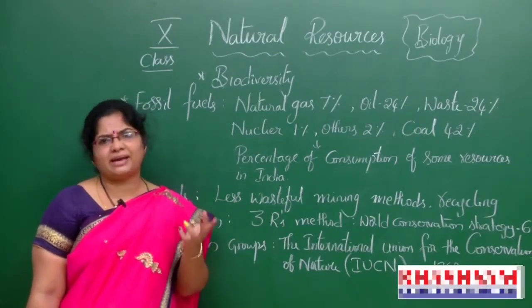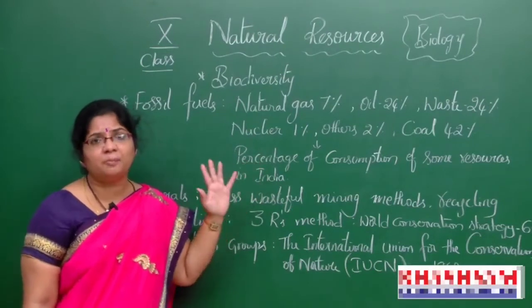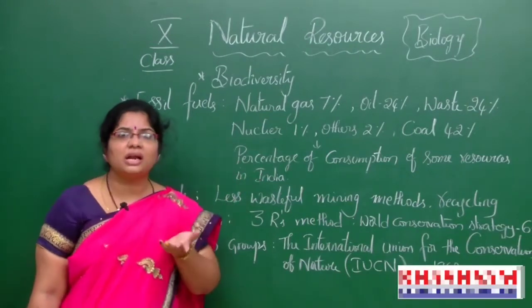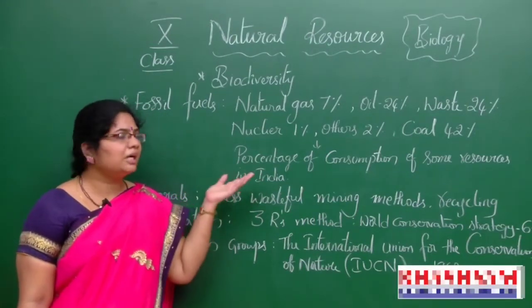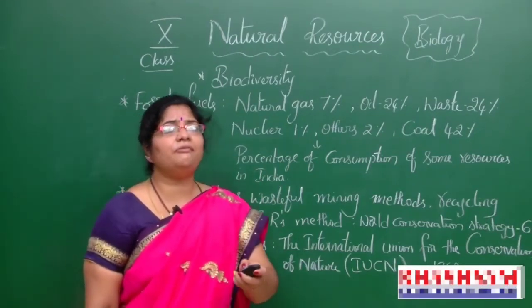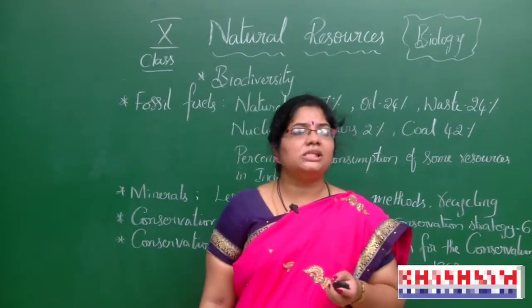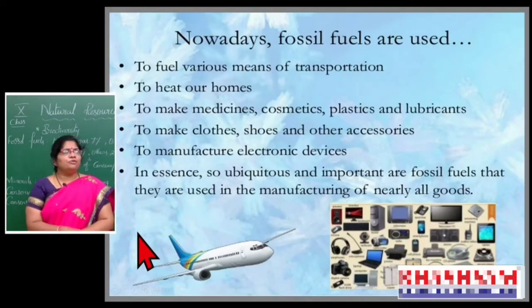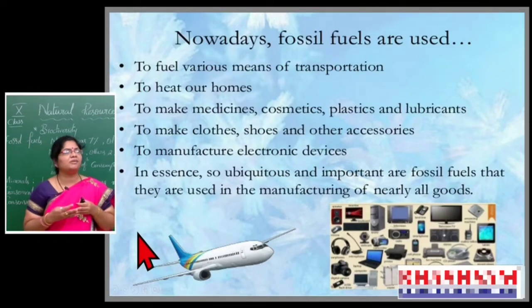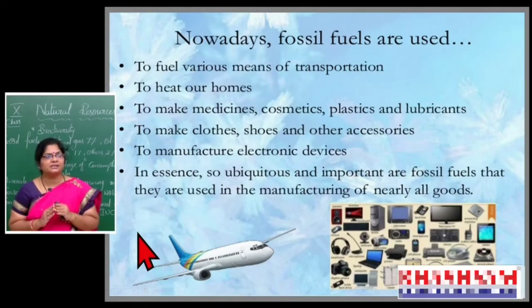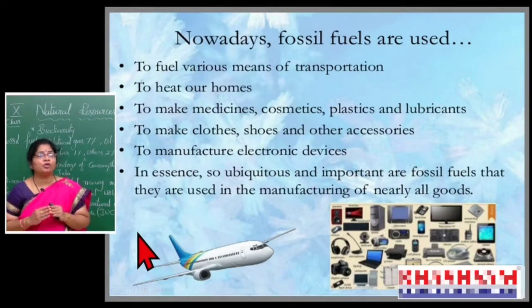Nowadays maximum, all types of vehicles are moving with the help of fossil fuels. We are getting electricity from fossil fuel. Different machines are running with the help of this fossil fuel. So that much importance is there to fossil fuel. See on screen, such kinds of fossil fuels we use for the purpose of transportation, to heat different substances in our house, and to make medicines, cosmetics, plastics, lubricants. That means these are petroleum byproducts.